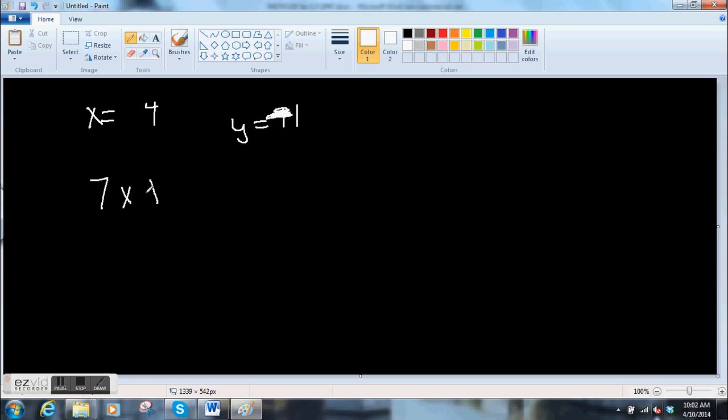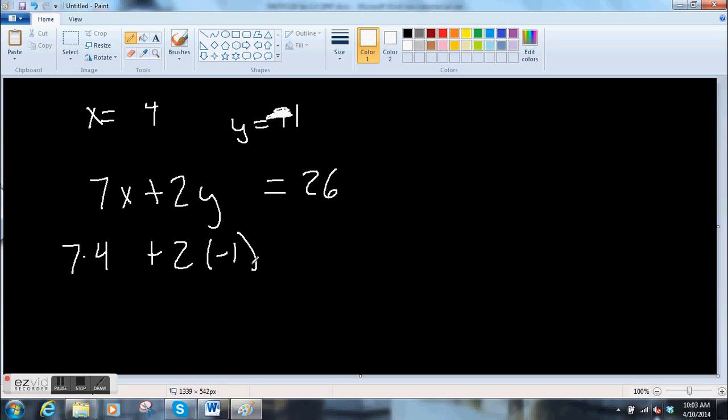Our first equation was 7x plus 2y is equal to 26. We can check our answers like this. Plug in 4 here and -1 for y. That equals 28 minus 2 is equal to 26. Check. So this is what I mean by check your answers.